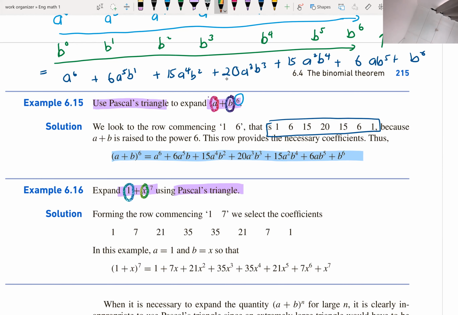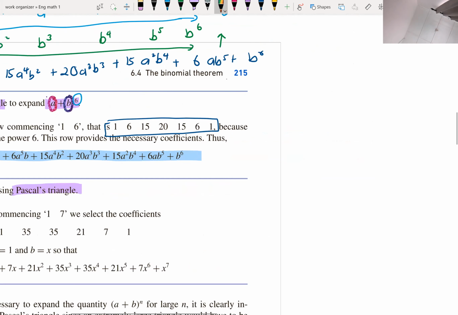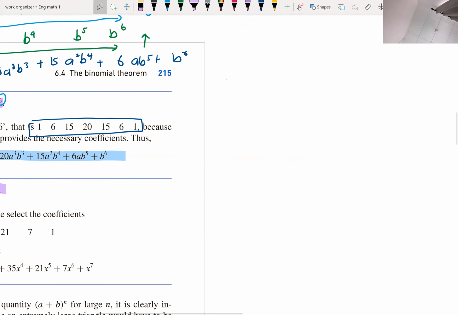So now we are going to do Pascal's triangle. Before this, you know that for the power of 6, these are the numbers: 1, 6.